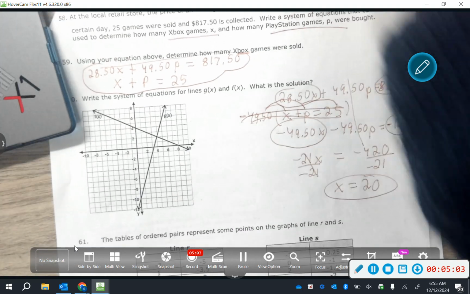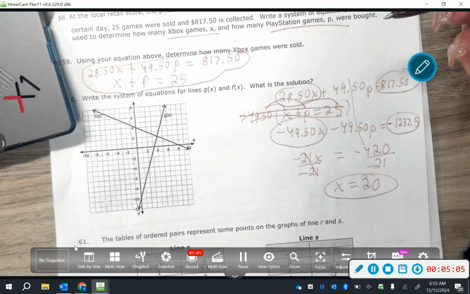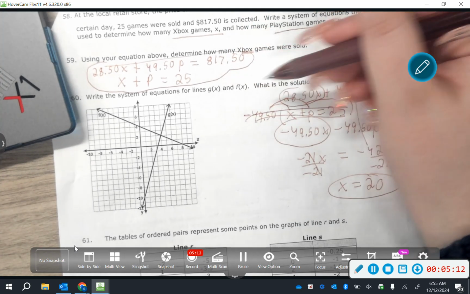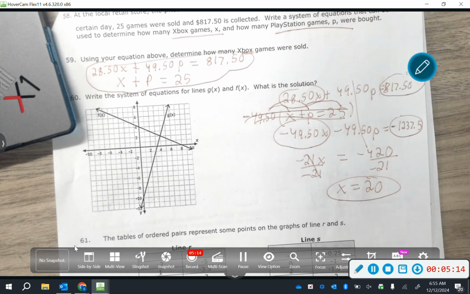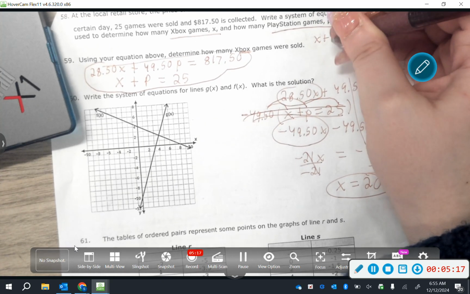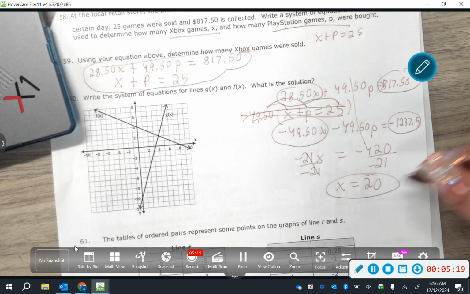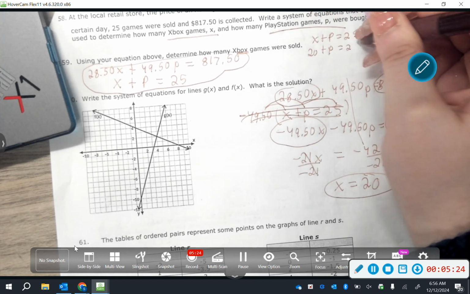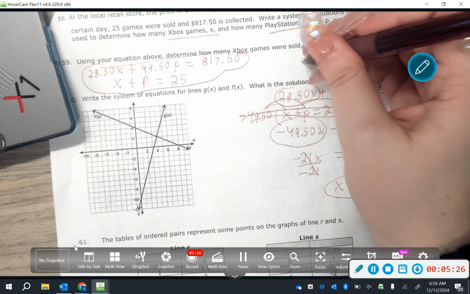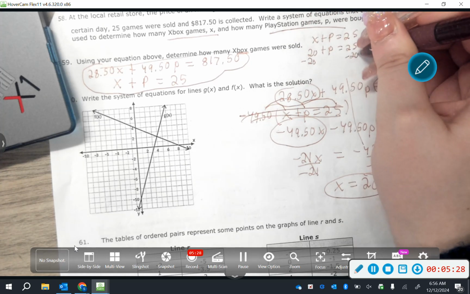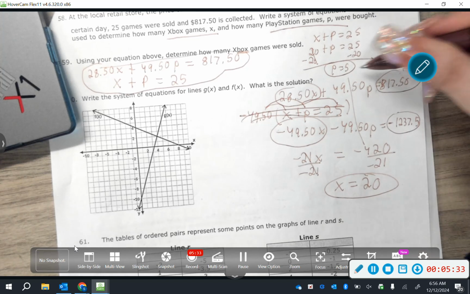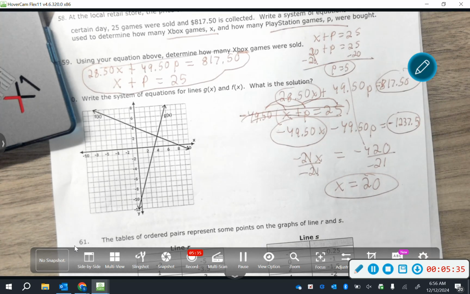If I wanted to solve for my y now, or my p in this case, I know it's not asking for p, but let's say just in case I needed to solve for p as well. You can always plug it back into one of your equations, doesn't matter which one. So let's say I want to plug it into the second one, x plus p equals 25. Well, my x has to be 20, so 20 plus p equals 25. If I want to solve that, I would do minus 20 to both sides. P equals 5. So I bought 5 PlayStation games and 20 Xbox games.